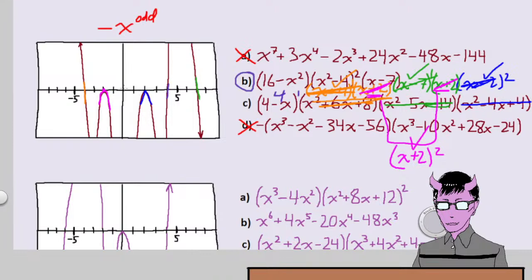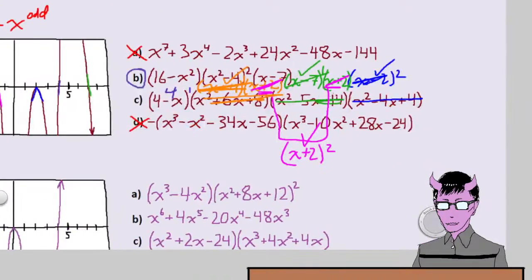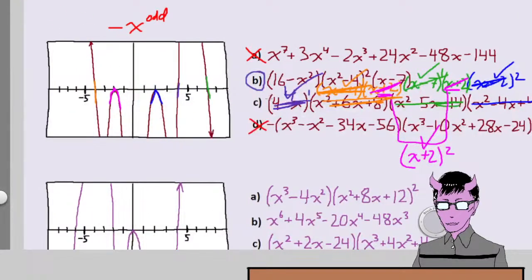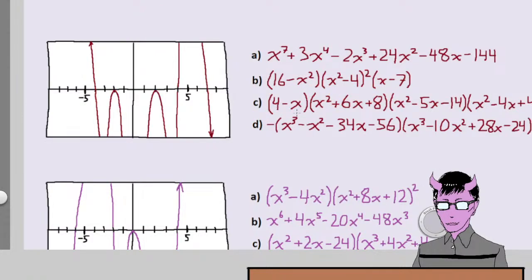So have we accounted for all the zeros? 1, 2, 3, 4, 5. Yes. So all the zeros have been accounted for. They're all consistent, and then the end behaviors are also consistent. Therefore, C is a good answer. It's consistent with the left-hand graph. Yes. Cool.